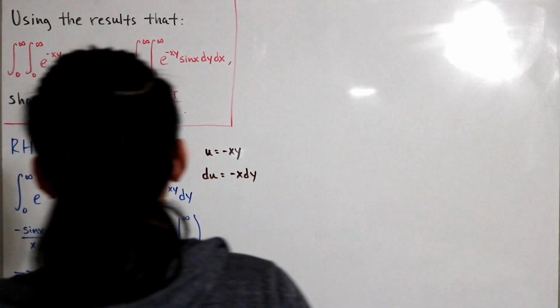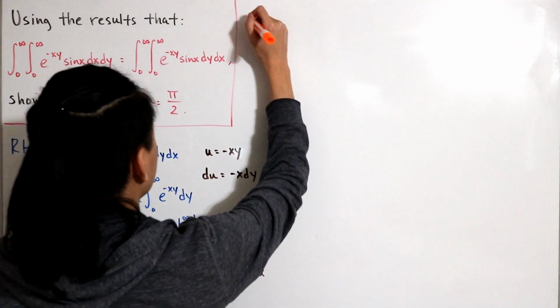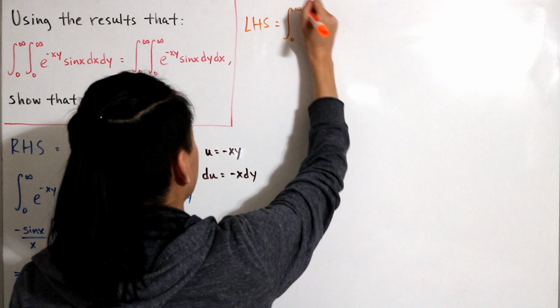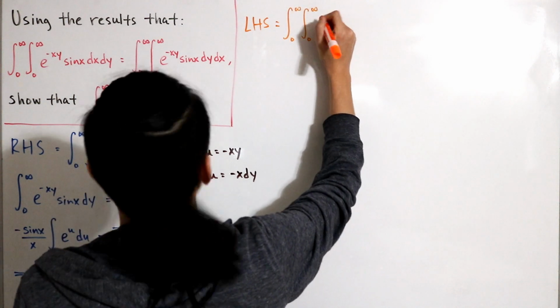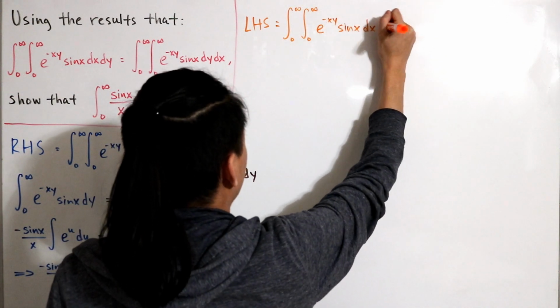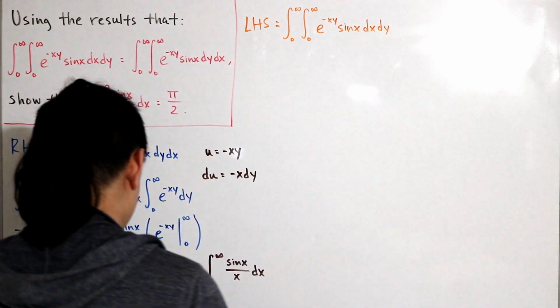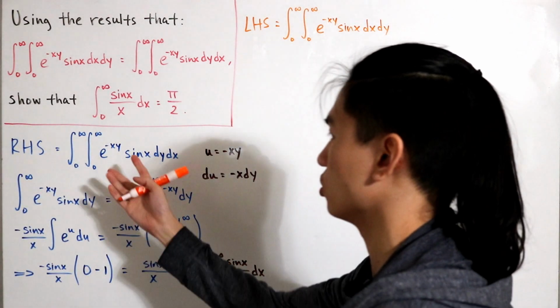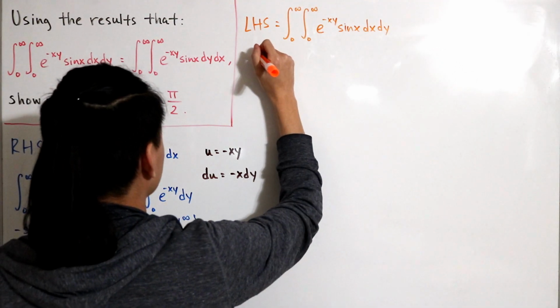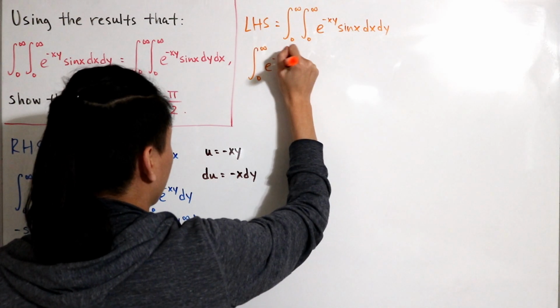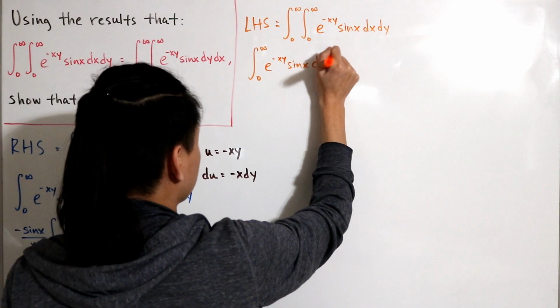So now the left hand side, I'll put the LHS, is equal to the double integral from 0 to infinity and 0 to infinity of e to the negative x times y times sine of x dx dy, right? So we're going to use the same method again. Just like before, we're only focusing on the inner part. In this case we have to integrate with respect to x. So here, e to the negative x y and then sine of x dx.